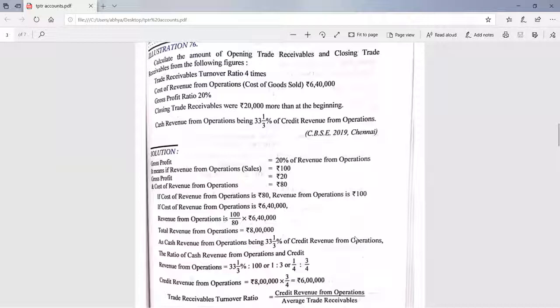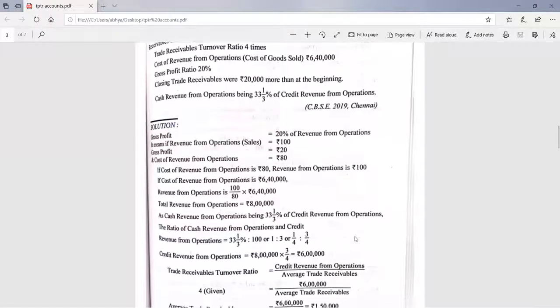So the RFO is 8 lakh. This thing I think is not new for you people. Already in 11th class, chapter 17, we did the topic where we were finding out the COGS. So that is the same thing. So the gross RFO is 8 lakh.